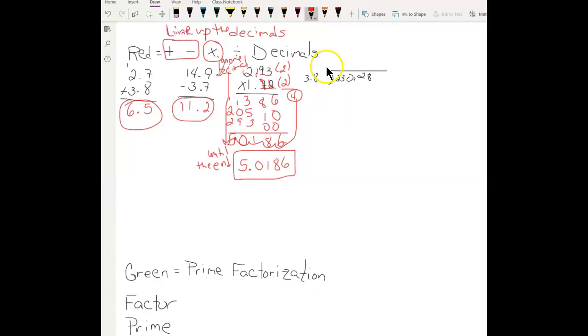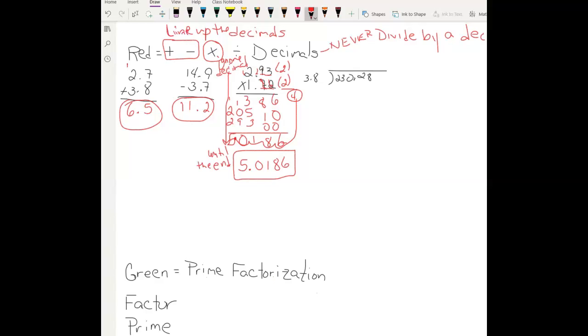The thing to remember when you are dividing with decimals: never divide by a decimal. Just don't do it. Just like when we do dividing fractions and we say, not going to happen. Same thing. We're not going to divide by a fraction. That's messy and awful, and we don't do that.